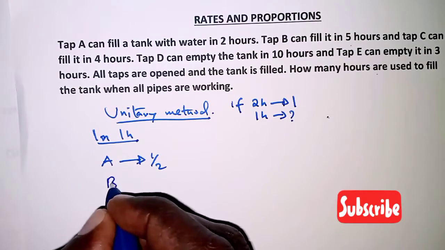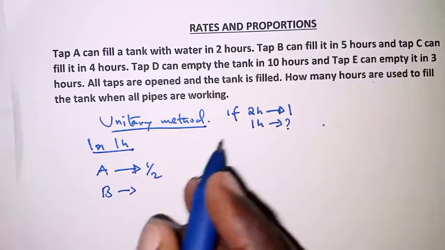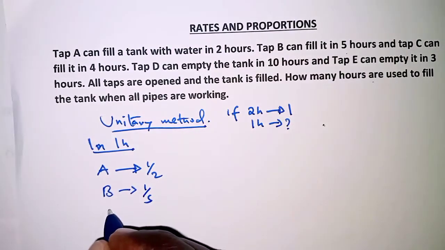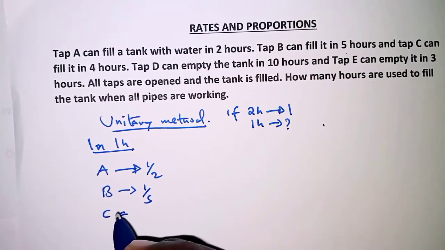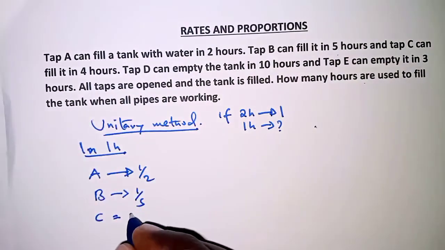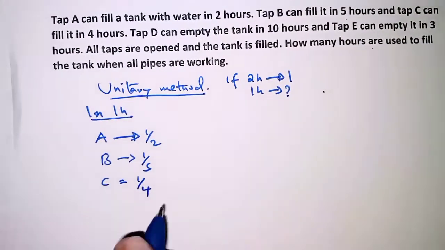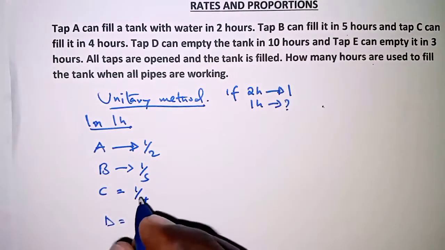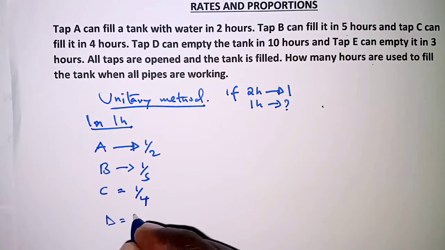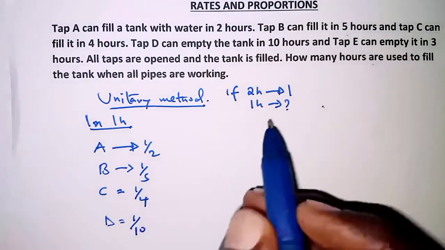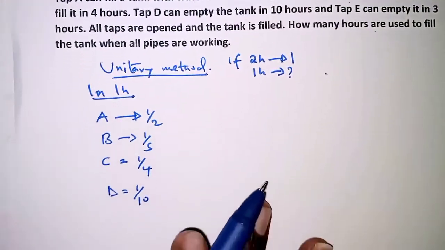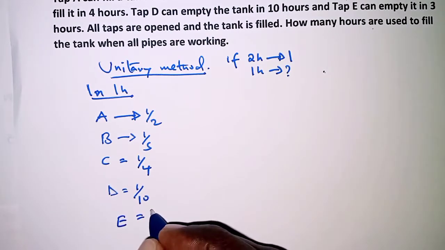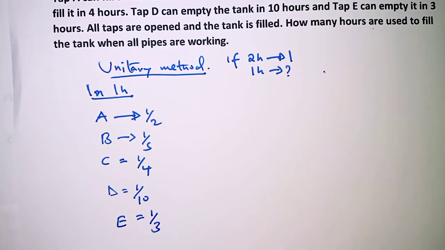So for Tap B, it takes 5 hours to fill the whole tank, and therefore in 1 hour, that is 1/5. Tap C, we have 4 hours, and therefore in 1 hour is 1/4. Tap D empties, and it takes 10 hours to empty, and therefore in 1 hour it empties a tenth. And then Tap E can empty it in 3 hours. That means for Tap E, in 1 hour it empties a third of the tank.